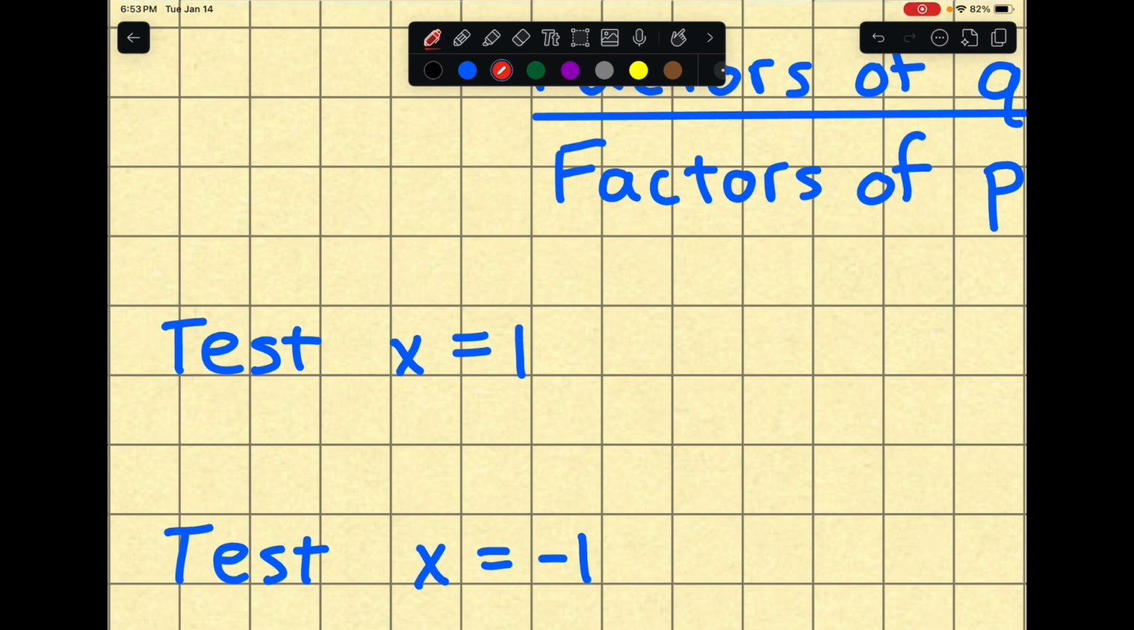So in this case, when we're dealing with x equals 1, this is the first one that we're testing. That's associated with the linear binomial x minus 1, right? Because if you've got the factor x minus 1, let's say that's a factor of your polynomial, then you associate that with a root or x-intercept of x equals 1.